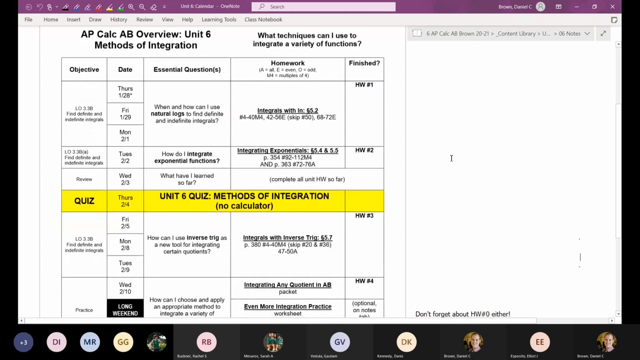I did want to talk a little bit about this unit. It's officially only 3 topics, but 2 of them are big topics. I have 3 days to cover integrating with natural log, and then after the quiz, I have 3 days of integrating with inverse trig.